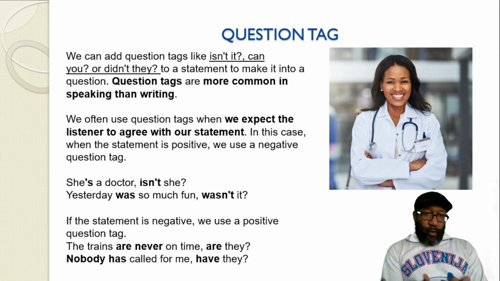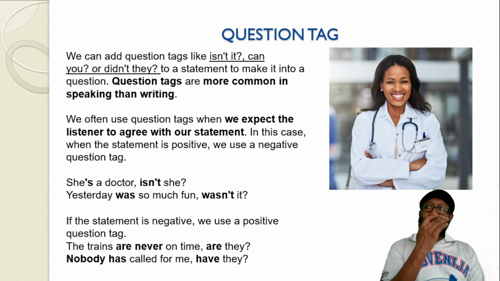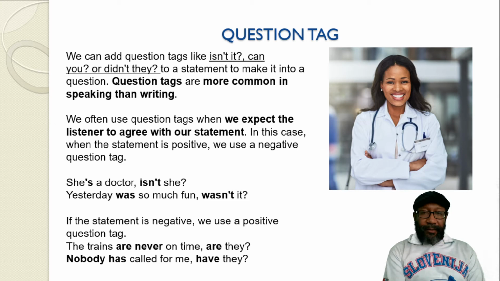So here we have the examples. We can add question tags like isn't it, can you, did they, to a statement to make it into a question. Question tags are more common in speaking than writing, so it's more related to informal English than to formal English. We often use question tags when we expect the listener to agree with our statement. So this is the mindset behind the question tag. You imagine that the listener will agree, and will confirm that what you say is right.